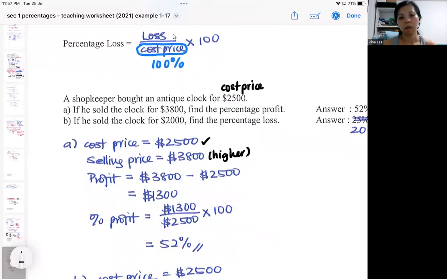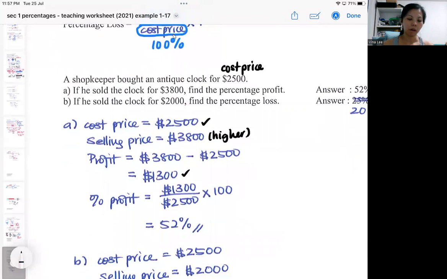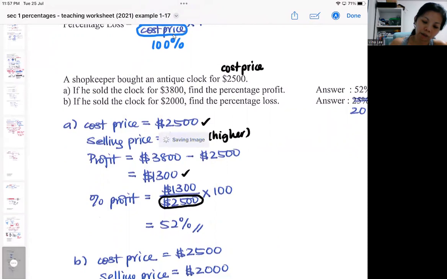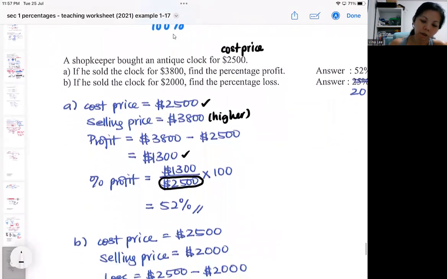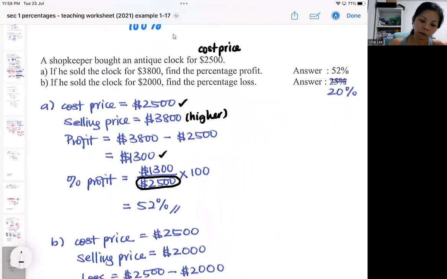In this case, the amount of extra money will be the profit. You do a subtraction from whatever he sells, taking away the cost price that he bought the clock with, and he earned a profit of 1,003. The percentage profit will be based on the cost price. The cost price is the 100%. From here, he actually earns a 52% profit.